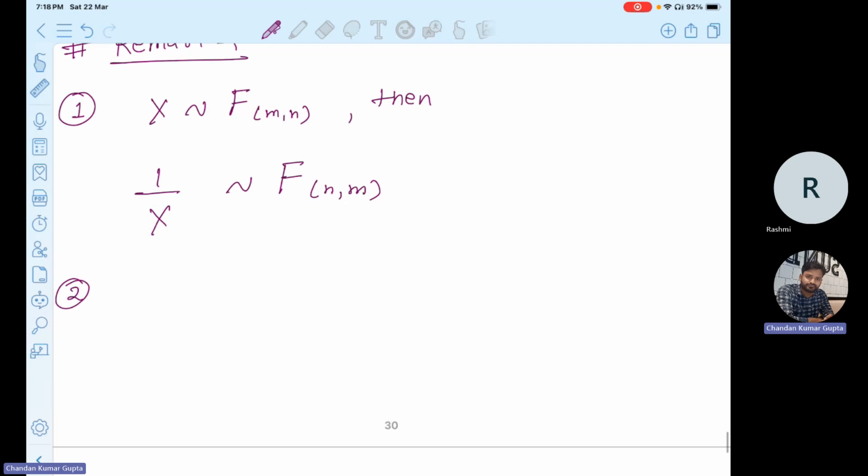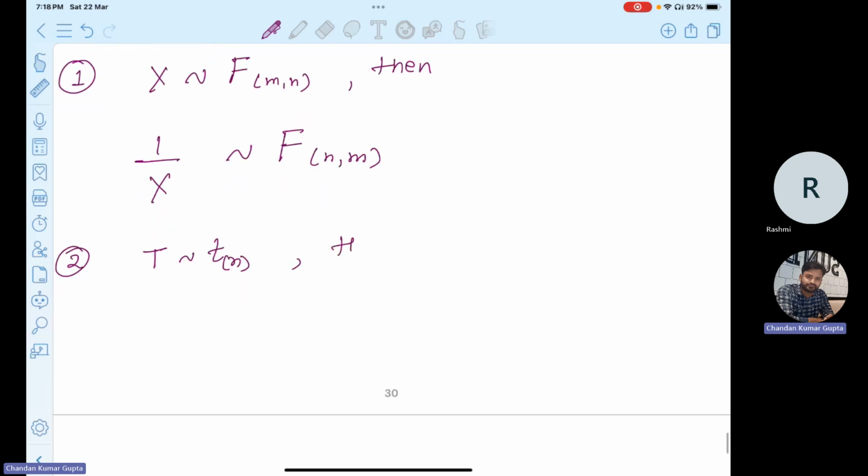Also, suppose t is any random variable which follows t distribution with n degrees of freedom. Then in that case, the random variable t square follows the F distribution with 1 and n degrees of freedom. If t follows t distribution with n degrees of freedom, then t square follows F distribution with 1 and n degrees of freedom.